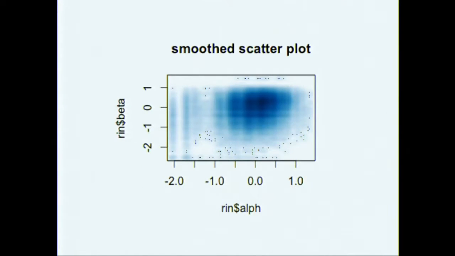And this smooth scatter plot, it seems that there's a lot going on here, but I'm not really sure. But it does seem clear that the alpha and the beta values are independent of each other, which is important if we wanted to use maximum likelihood in this case.